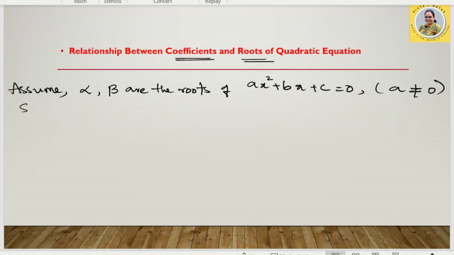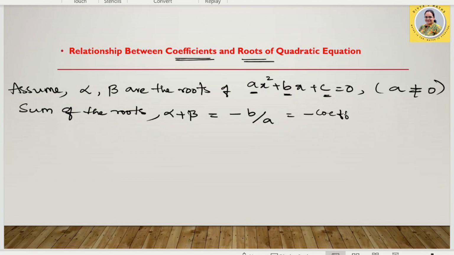Then what will be the sum of the roots? So sum of the roots, that is alpha plus beta, is minus b by a, which is, in this equation, a is the coefficient of x square, b is the coefficient of x, and c is the constant term. Okay. Now here minus b is nothing but the coefficient of x, and a is the coefficient of x square.